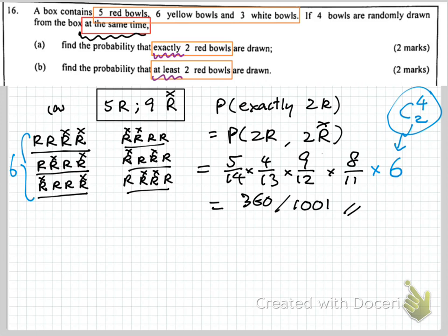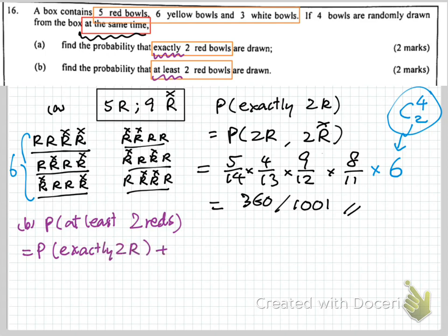So part B, we want to find the probability that at least 2 of them are red. So you just repeat part A several times. Let me switch to purple. In part B, the probability of at least 2 reds, there are 2 ways you can understand it. You can do it the purple way. At least 2 means there are exactly 2 red, or exactly 3 red, or exactly 4 red. So you just repeat part A 3 times.